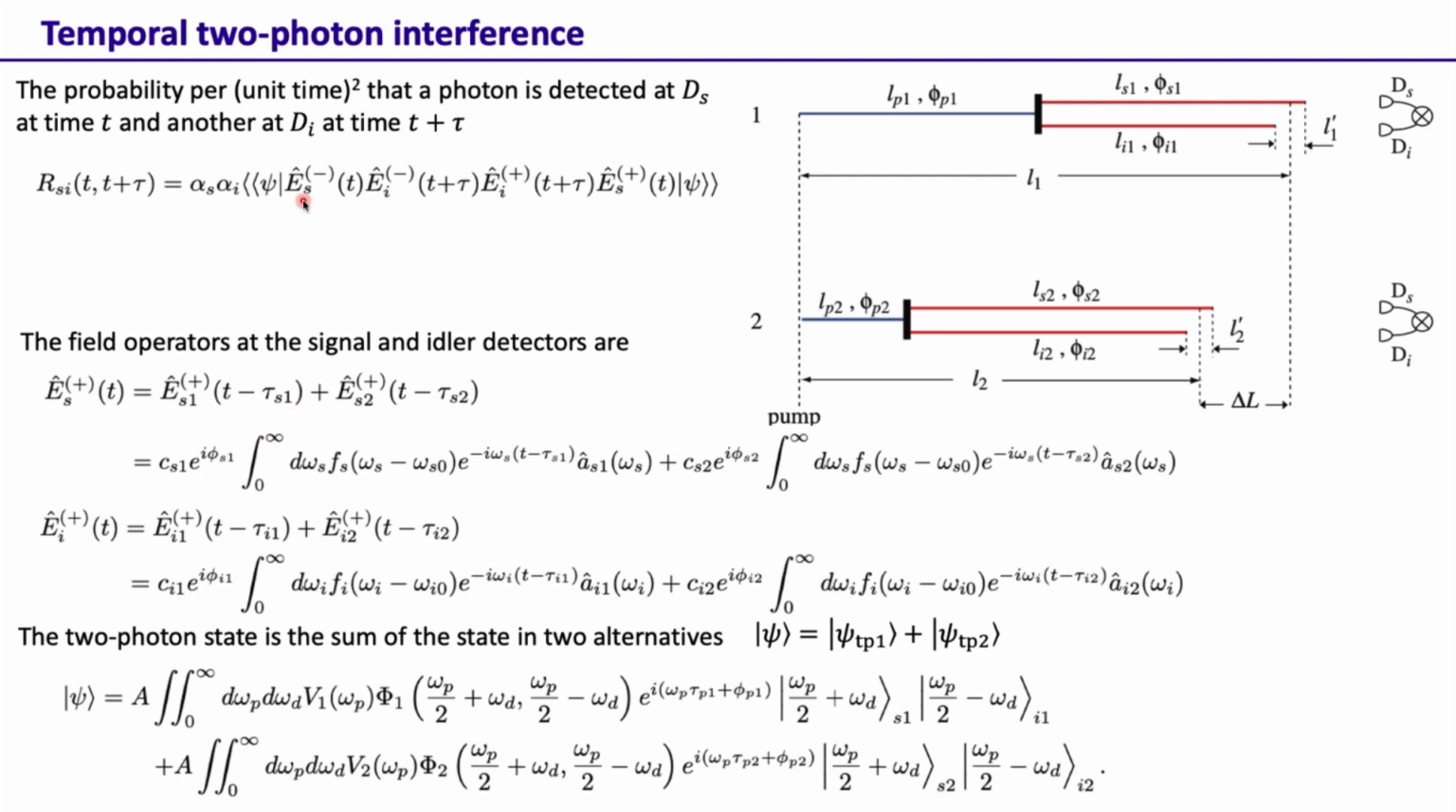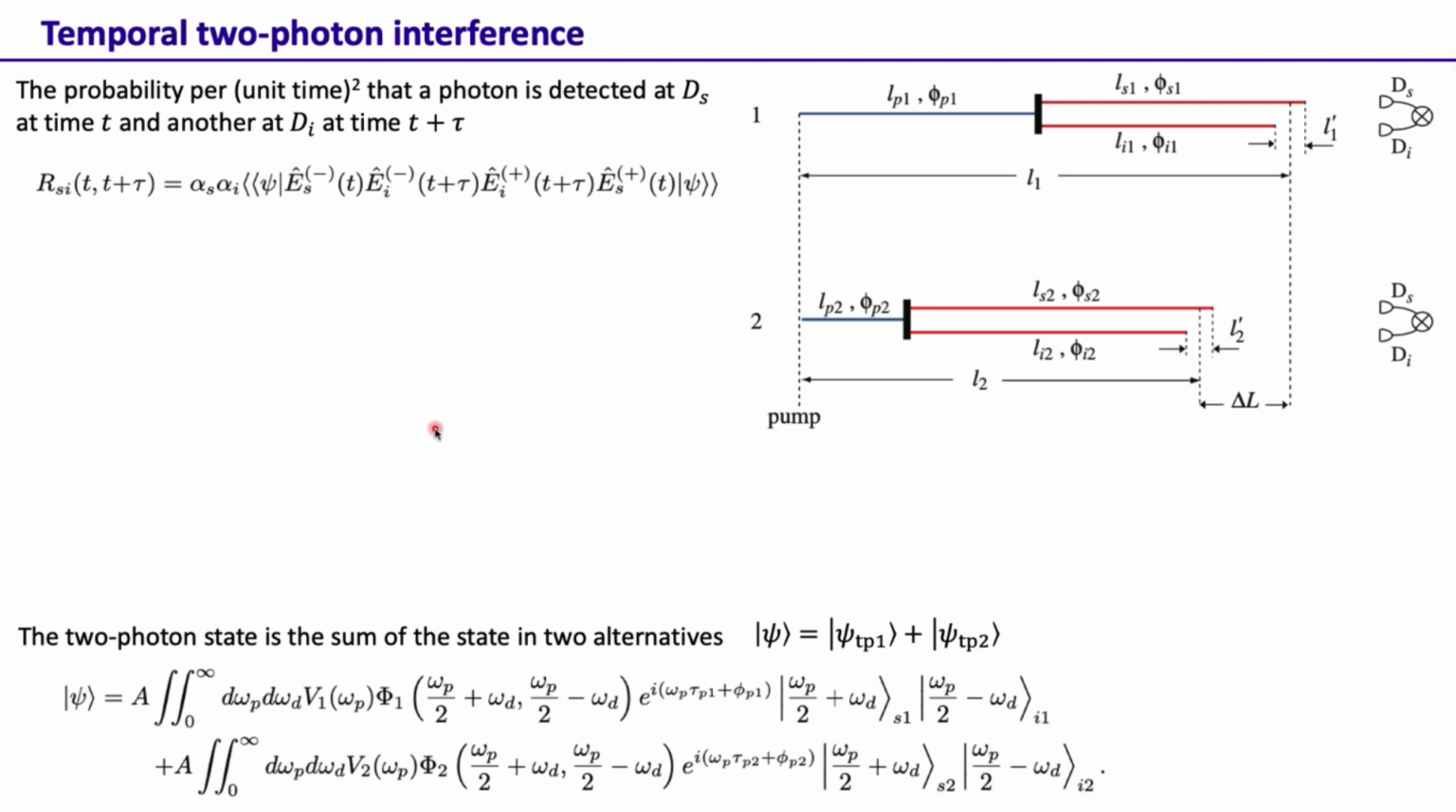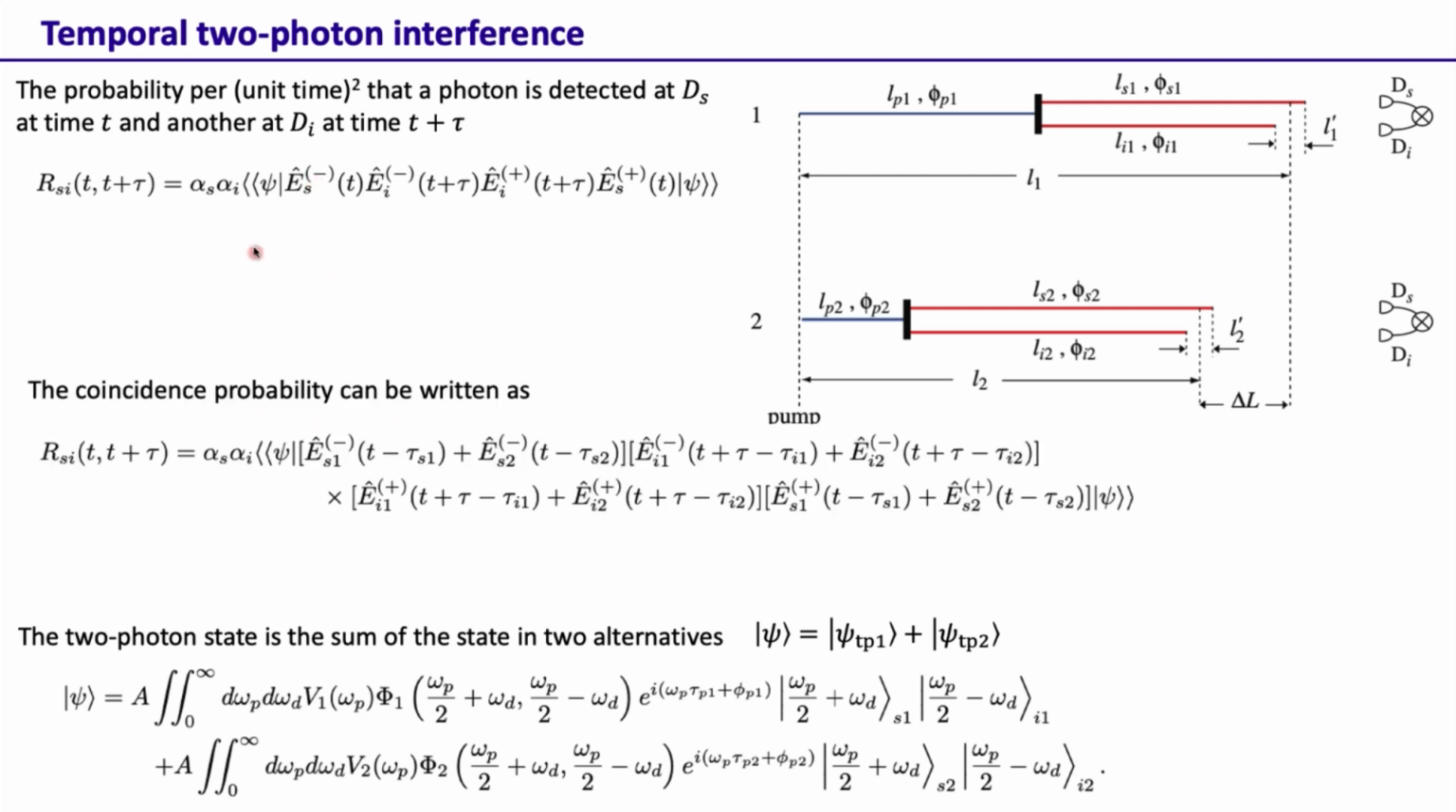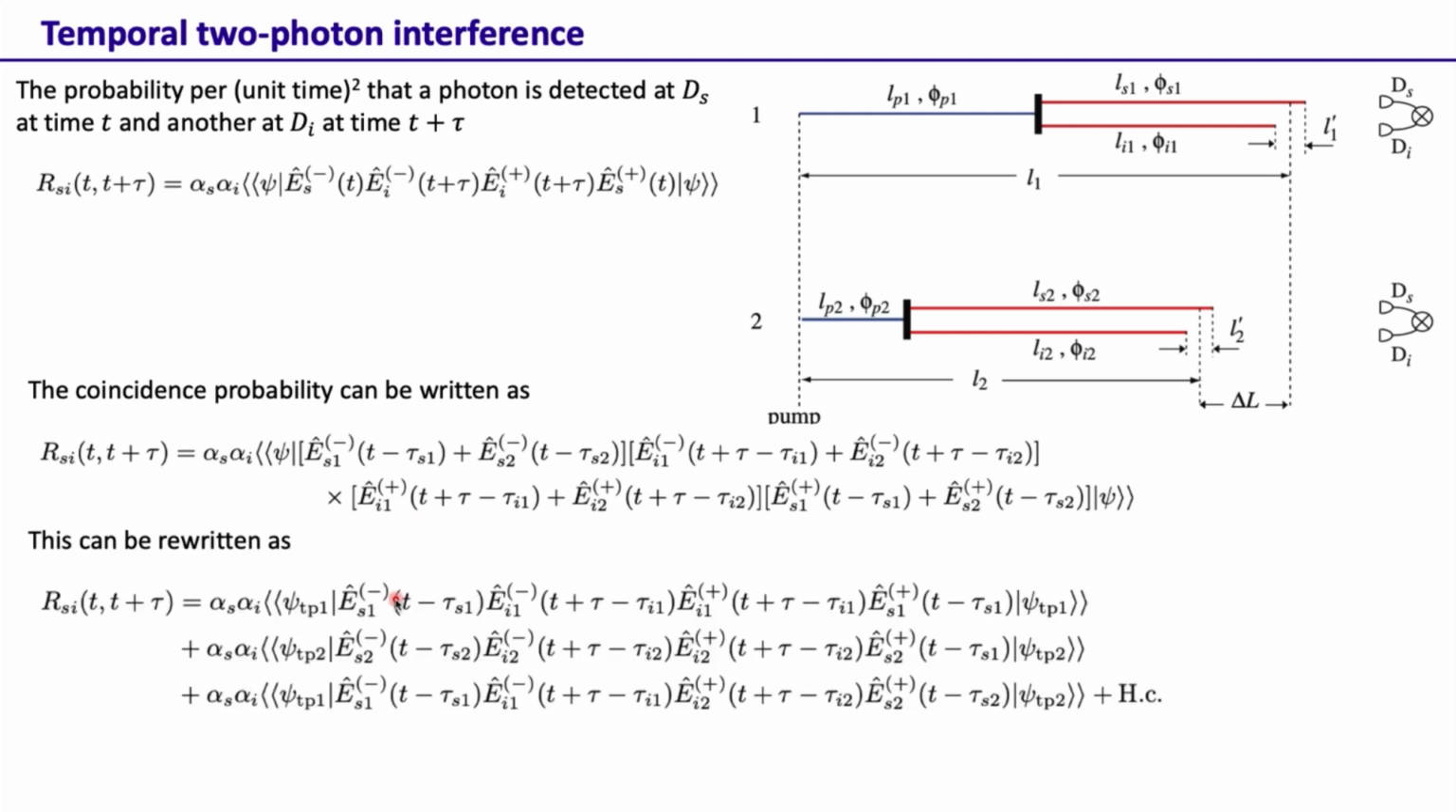So for ES and EI, let's just substitute ES1 plus ES2 and so on. If we do that, we can represent this as this, where all these ES and EI are represented as the sum of the fields in the two alternatives. So 2 times 2 times 2 times 2, this is a total of 16 terms. But if we do the calculation explicitly, we find that out of those 16 terms, only 4 survive, and those 4 terms are given by this.